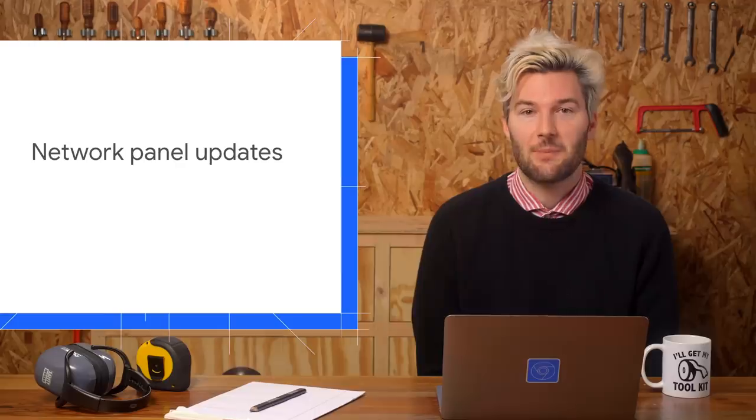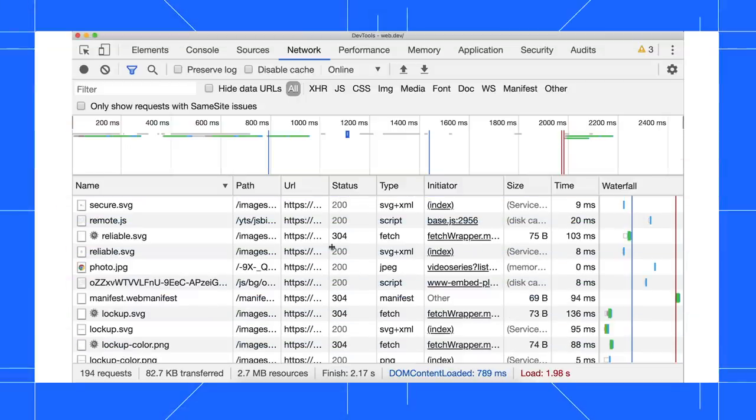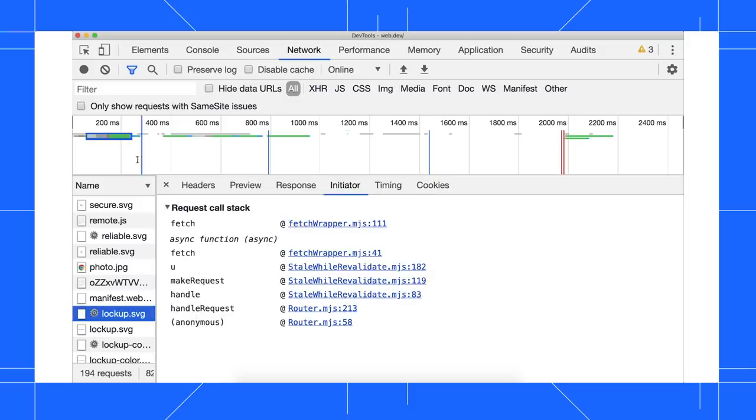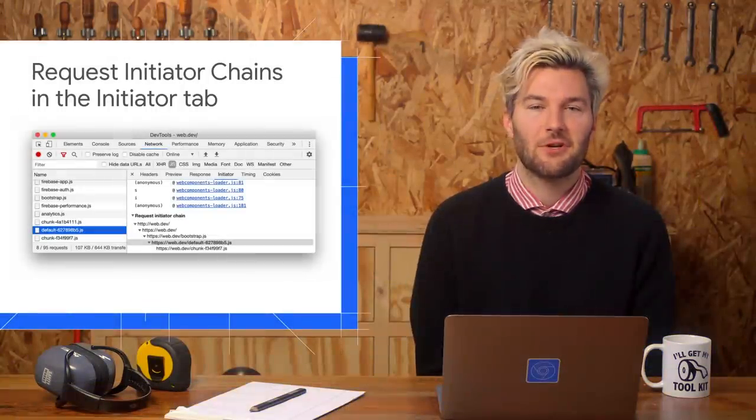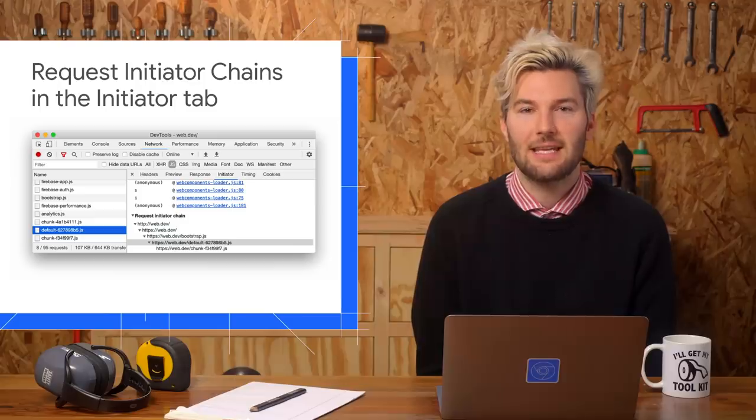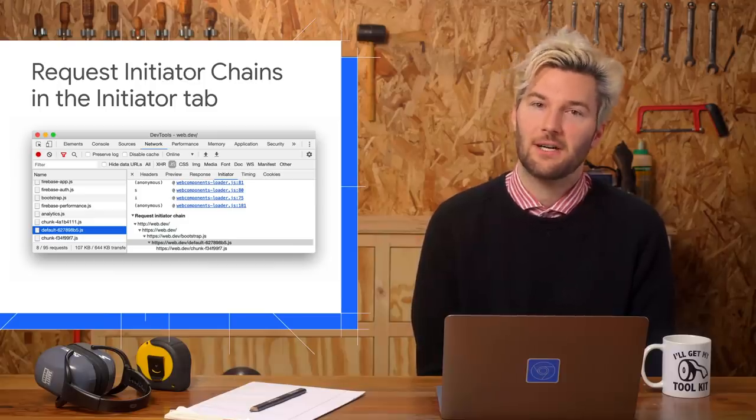Next up, the Network panel has a bunch of updates. After logging network activity, when I select a resource, the resource now gets highlighted with a blue border in the overview. The Initiator tab shows you the network activity that caused a resource to be requested, as well as any network activity that the resource itself caused.